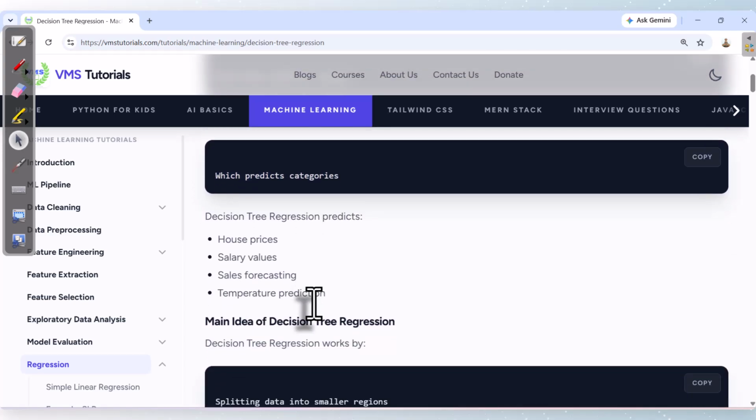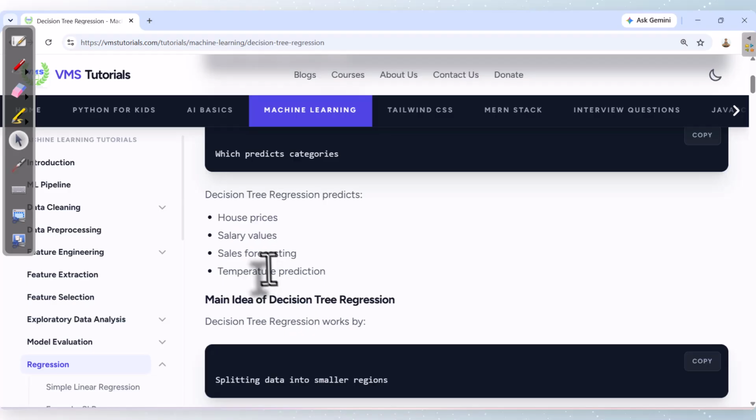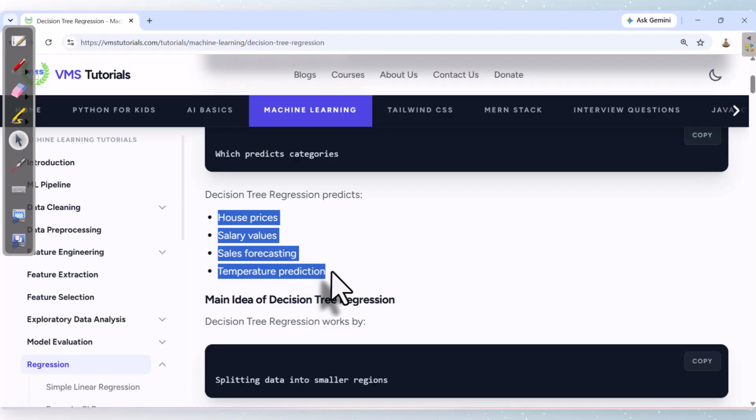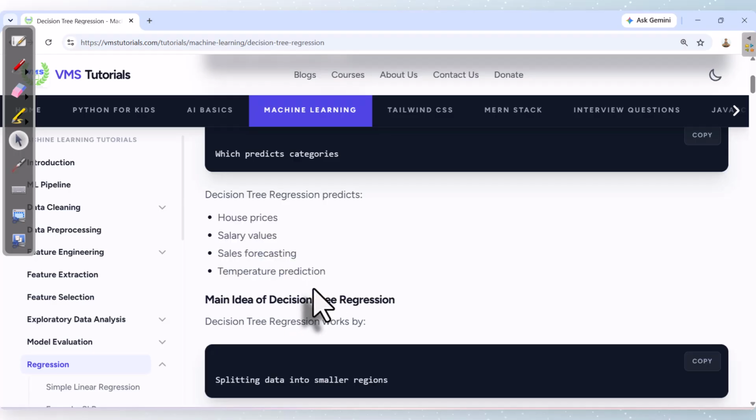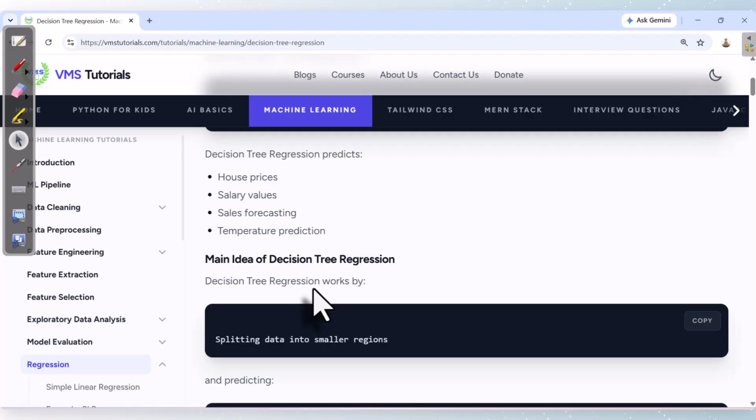Decision tree regression can be used in different kinds of applications. We can predict house prices, salary values, sales forecasting and temperature predictions. In all these kinds of applications, we can use decision trees.